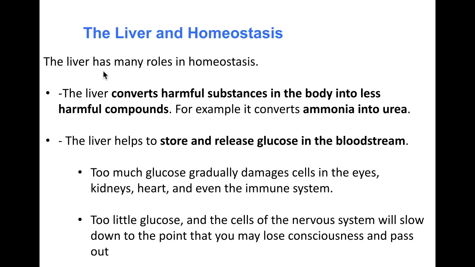The liver has many roles in homeostasis. The liver converts harmful substances in the body into less harmful compounds. For example, it converts ammonia into urea. The liver helps to store and release glucose into the bloodstream. Too much glucose, however, gradually damages the cells in the eyes, kidneys, heart, and even the immune system. Too little glucose and the cells in the nervous system will slow down to the point that you may lose consciousness and pass out.